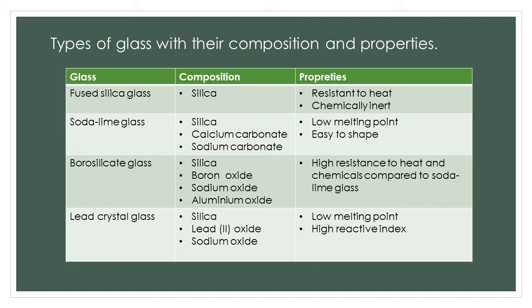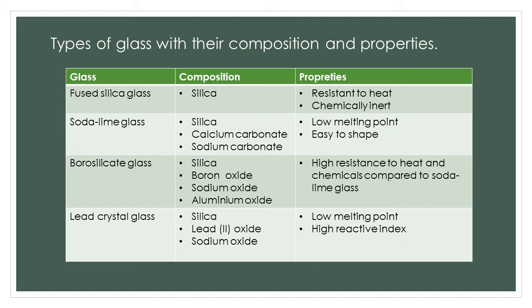The next type of glass is soda lime glass. It is made up of silica, calcium carbonate and sodium carbonate. So what is the property of soda lime glass? It has a low melting point and is easy to shape. So this glass is very easy to shape, and it has a very low melting point.